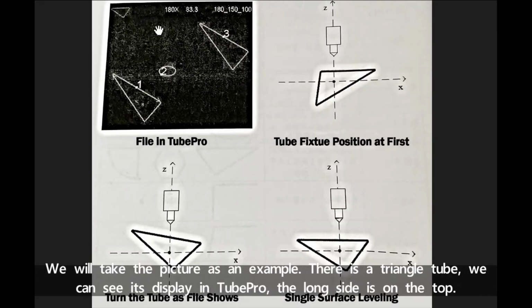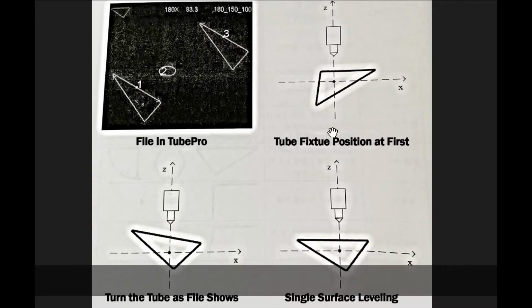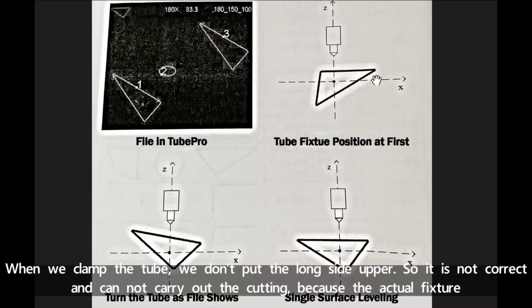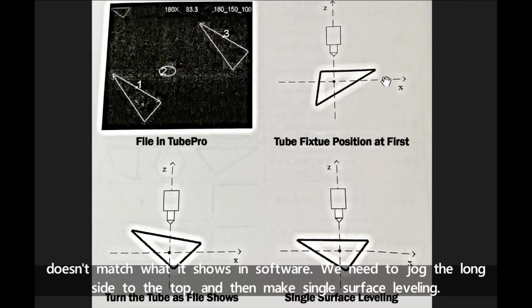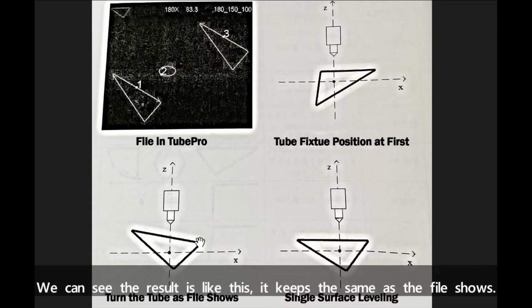There is a triangle tube. We can see its display in TubePro. The long side is on the top. When we clamp the tube, if we don't put the long side upward, it's not matching and cannot carry out the cutting. Because the actual fixture doesn't match what it shows in software, we need to jog the long side to the top and then do single surface leveling. We can see the result is like this. It keeps the same as the file shows.